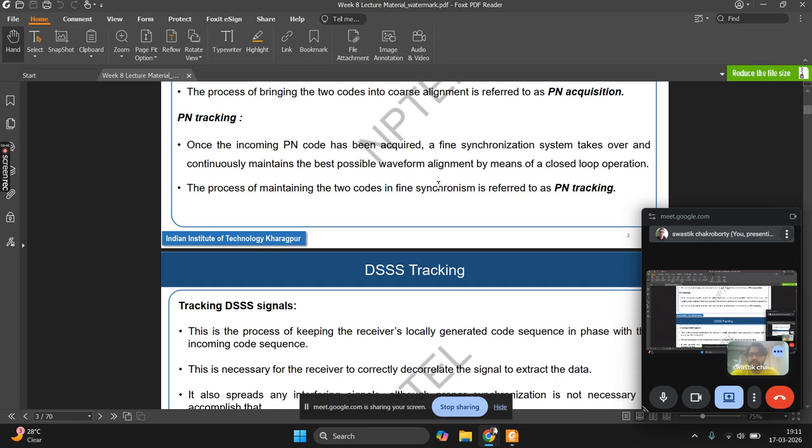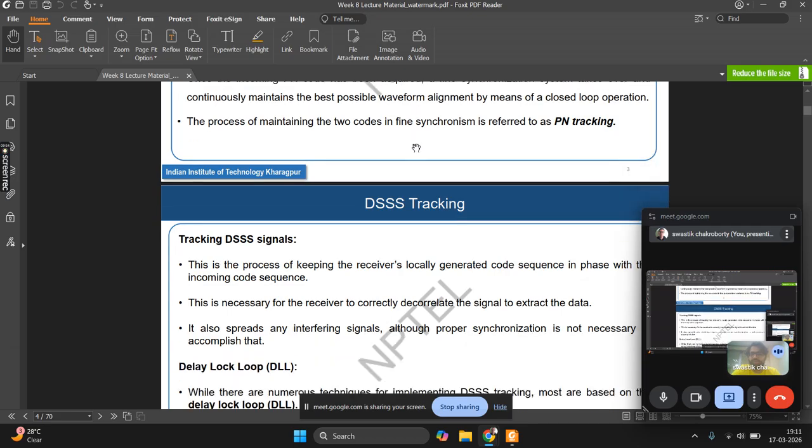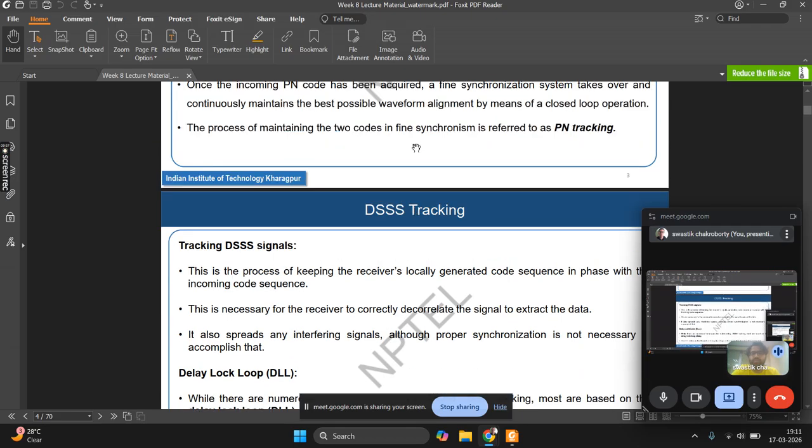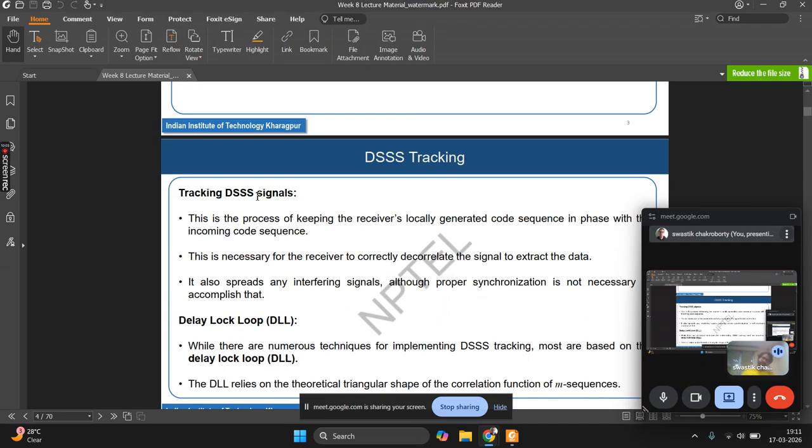Once the incoming PN code has been acquired, a fine synchronization means we run a closed loop operation to latch onto whatever is being transmitted. So the tracking part, in the previous week we have done the acquisition part. In this week we will be doing the tracking part.